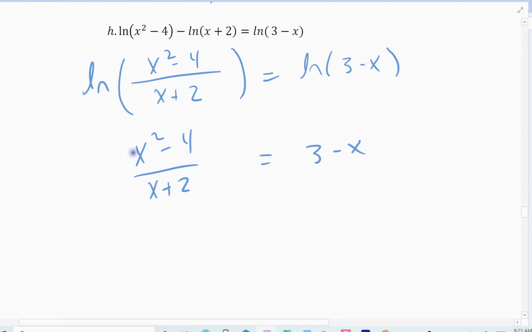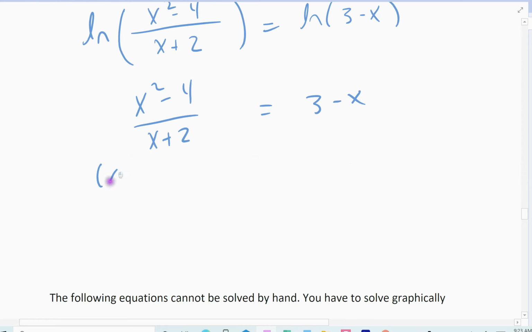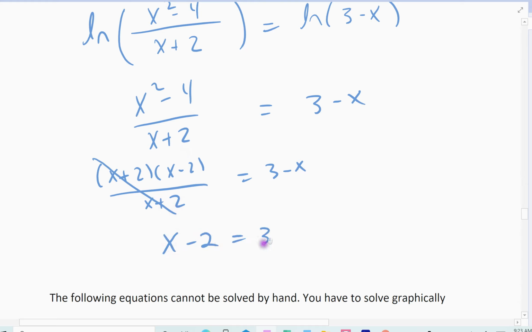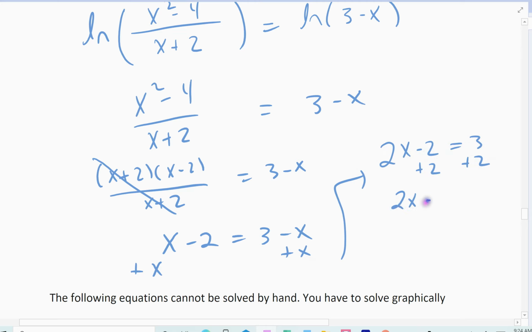Then this side actually reduces. X squared minus 4 can be rewritten as x plus 2, x minus 2 divided by x plus 2. That's like reducing a fraction. If I had 8/4 there, right? I could reduce 8/4 into 2. Same thing here. I can reduce that into x minus 2 equals 3 minus x, and then it's pretty simple to solve. I'm going to add the x to the other side, and so I get 2x minus 2 equals 3, add 2 over to the other side, I get 2x equals 5, and so x equals 5 halves.